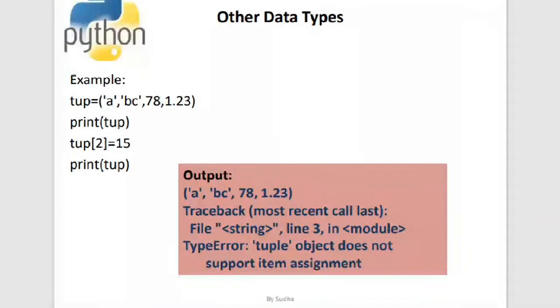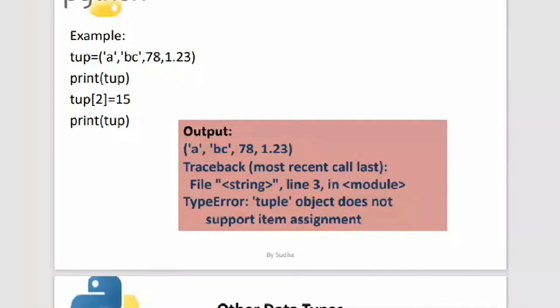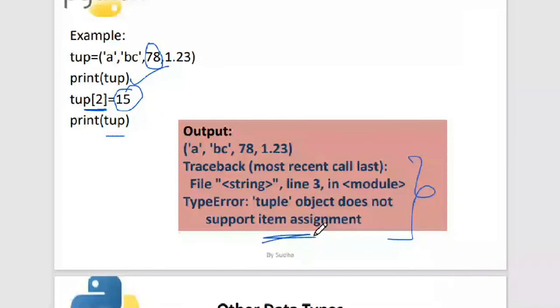So to show you that they are immutable, I have written a program over here. Here I said tuple is equal to some values I have given, and I just wanted to change the tuple at index number 2. Okay, so at index number 2, I'm having 78. I just wanted to change 78 to 15, like how I have done for the list. And when I try to print, see, it is saying object does not support item assignment. Okay, so this is the error that you will get.